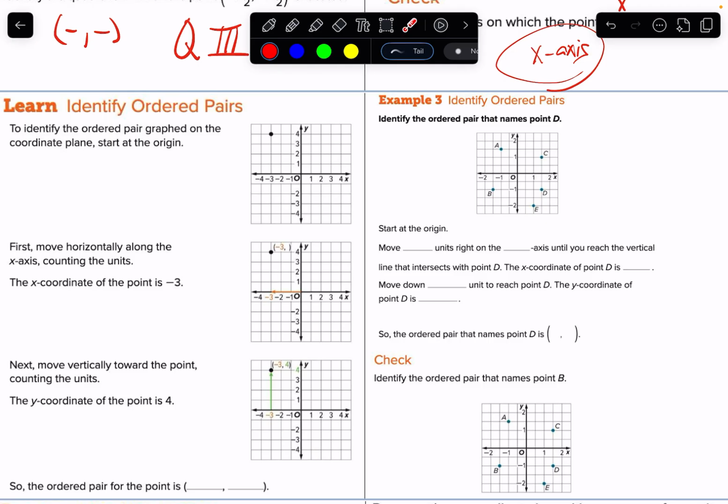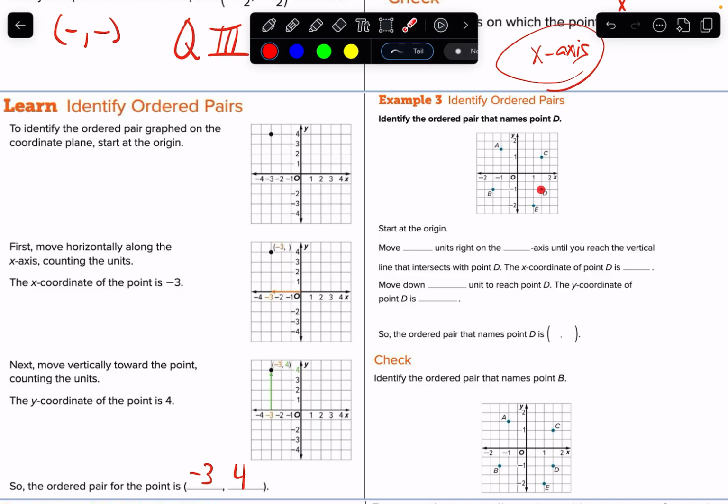And I've got that pictured here, right? So I went 3 this way, and then I went 4 that way. So my coordinate is -3, 4. Your left and right is your first one. Your up and down is your second one. Watch your signs and watch the scale, right? These all went by ones, but sometimes they go by twos. So be careful. Sometimes it goes by halves. So be careful. Now, identify the ordered pair that names point D.